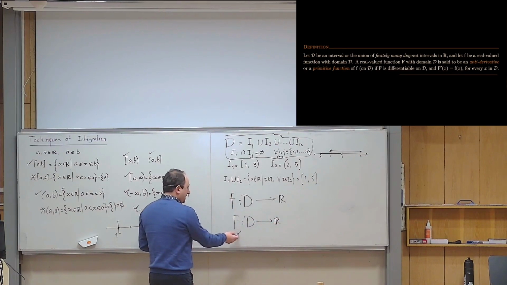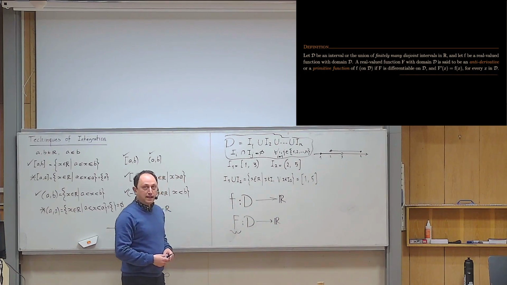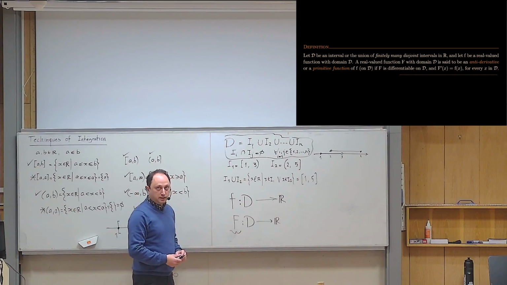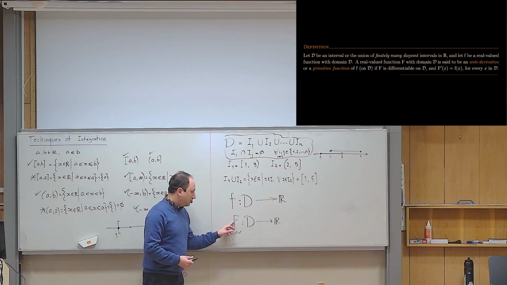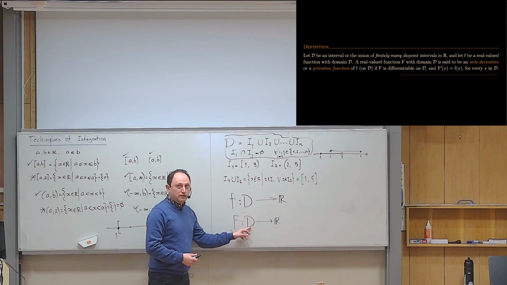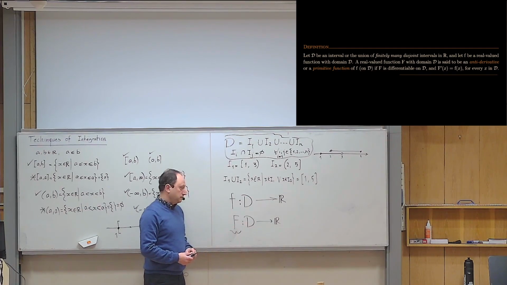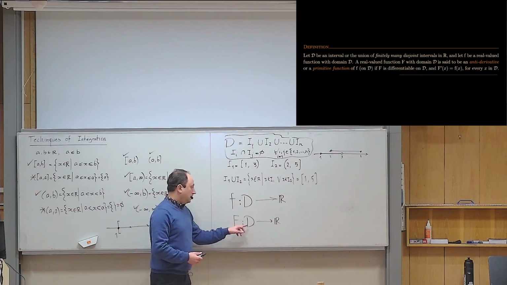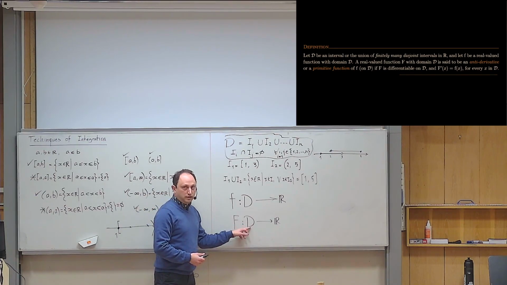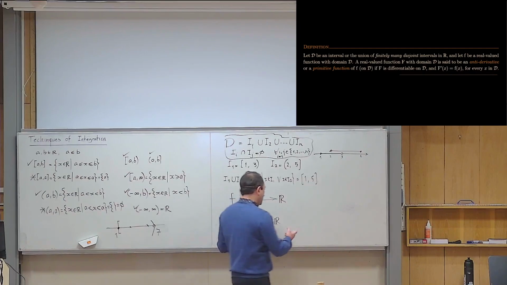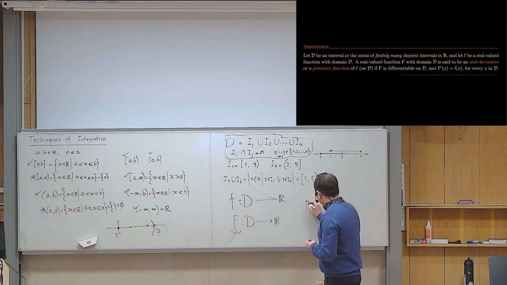We say that this capital F is an antiderivative of little f if two conditions are satisfied for capital F. The first condition is that capital F is differentiable everywhere in D. Moreover, for every element x in D, the derivative of capital F calculated at that point coincides with the value of little f at that point.